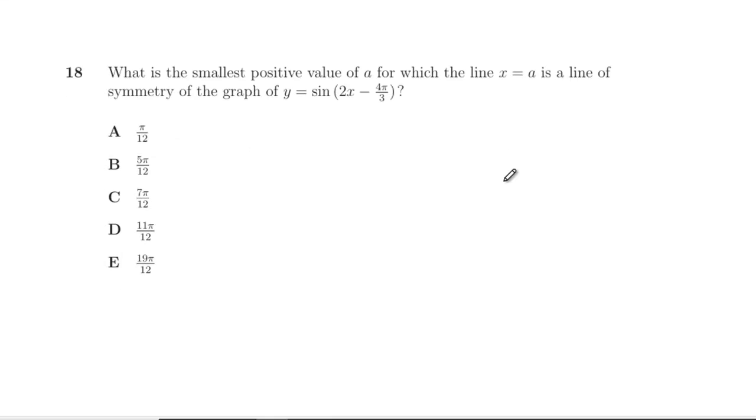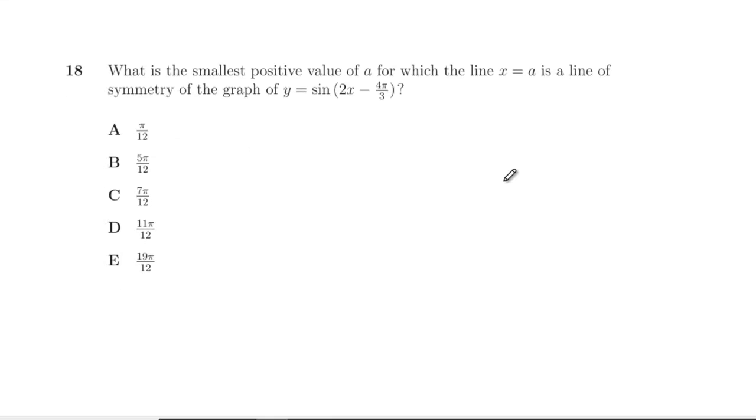Okay, what we got? 3 to go. Question 18. What is the smallest positive value of A for which the line x equals A is a line of symmetry of the graph y equals sine of 2x minus 4 pi over 3? Okay, so we've taken some sine function, we've got sine 2x, we've translated it.